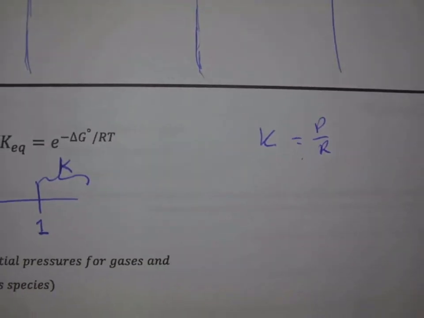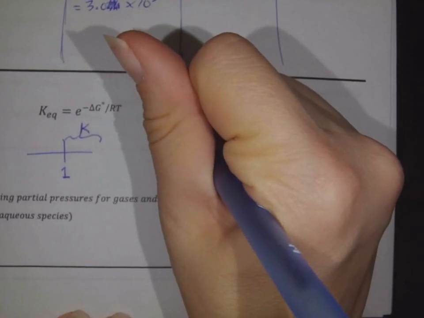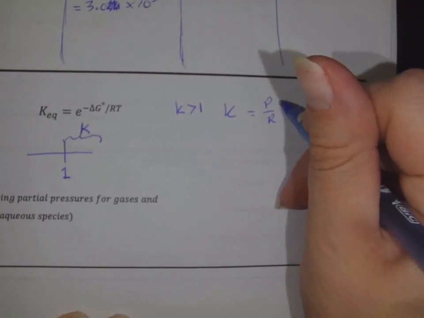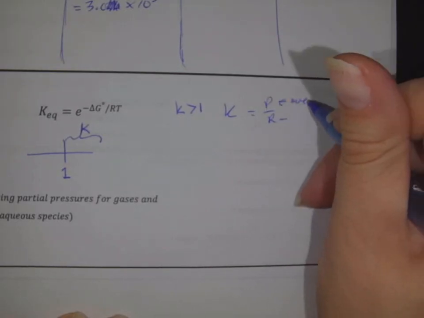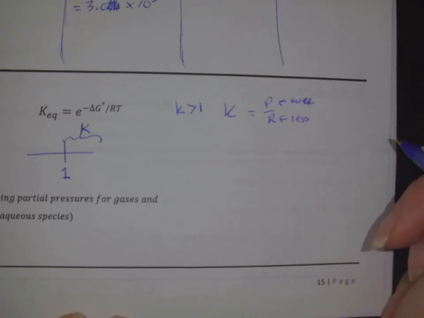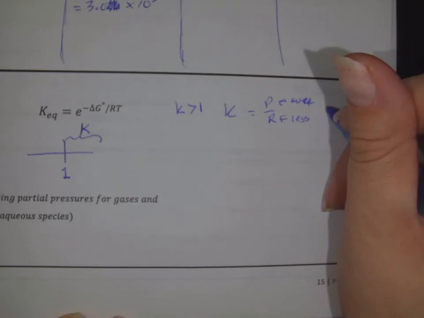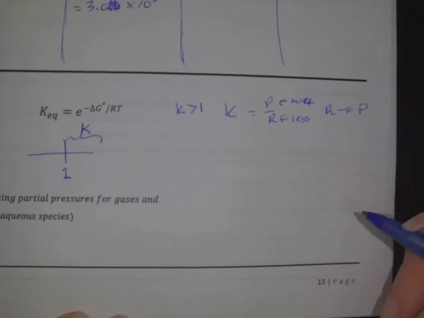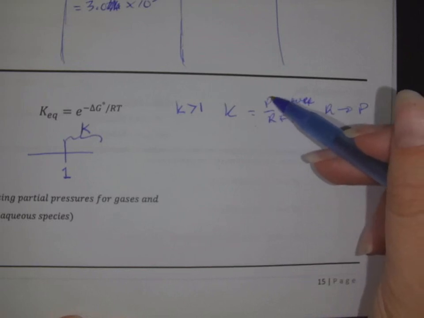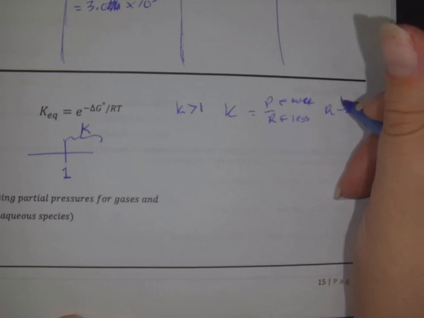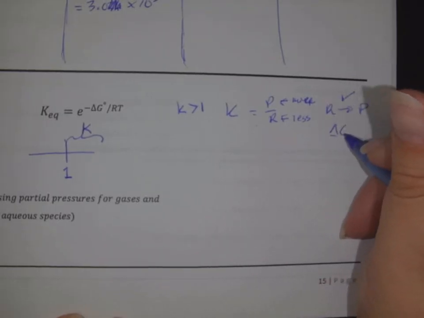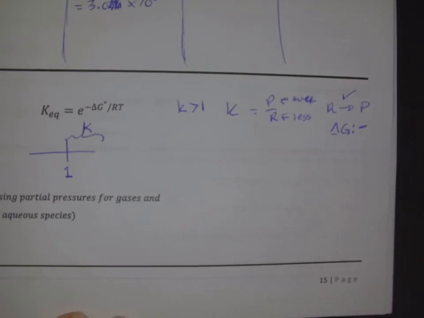And so if we have a K value that is greater than 1, then that means there's more products and less reactants. If we're thinking about a reaction going from reactants to products, this did occur: some of these were consumed and some of those were produced, so this reaction did in fact happen. And that would mean that our delta G is negative, that it's thermodynamically favorable.